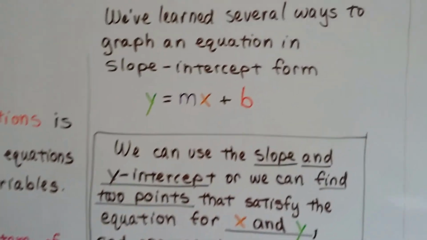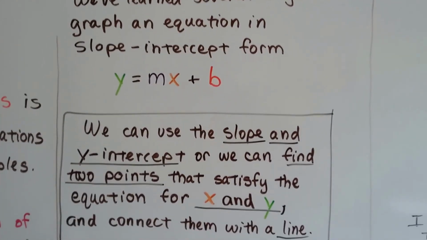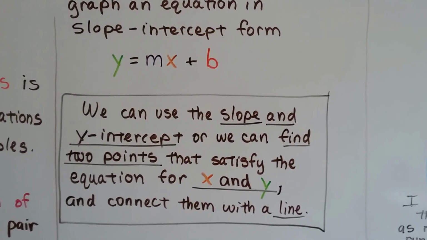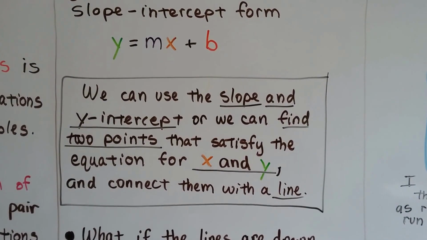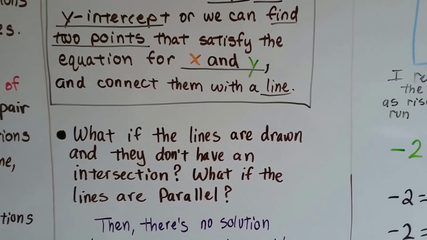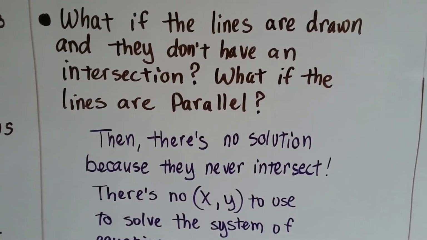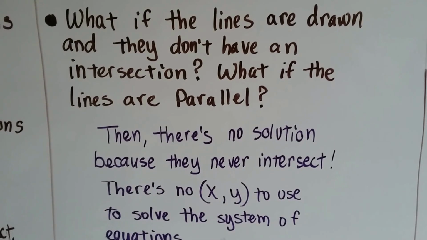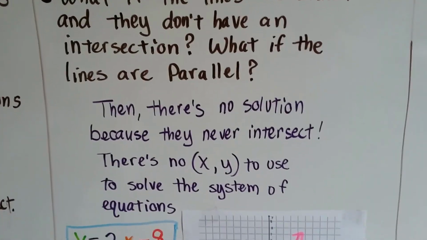Okay, the system of equations. So we've learned several ways to graph an equation in slope-intercept form, and we can use the slope and y-intercept, or we can find 2 points that satisfy the equation for x and y and connect them with a line. But what if the lines are drawn and they don't have an intersection? What if the lines are parallel? Well, then there's no solution because they never intersect. There's no xy to use to solve the system of equations.